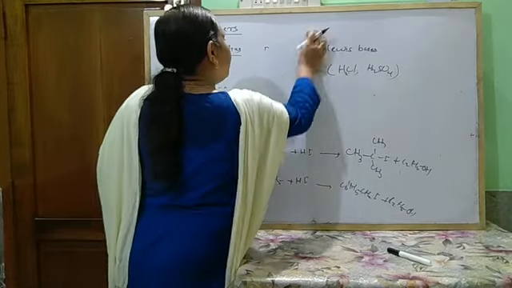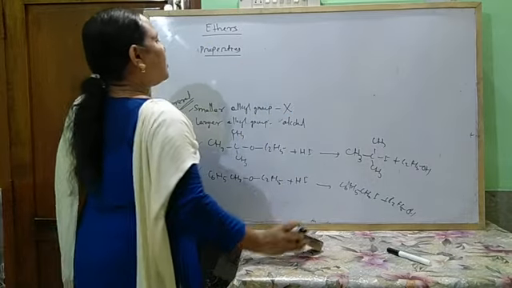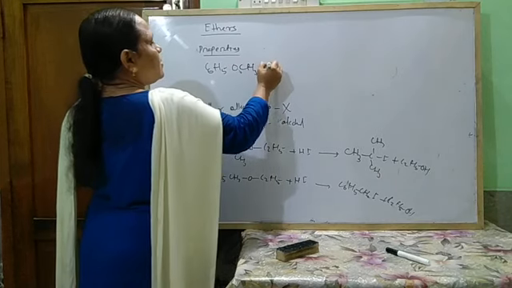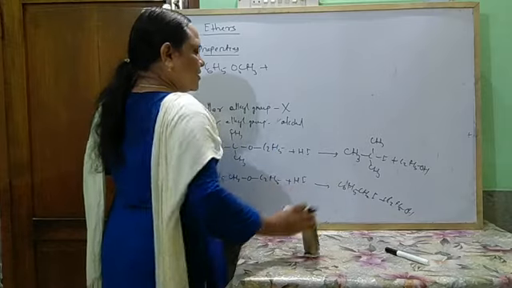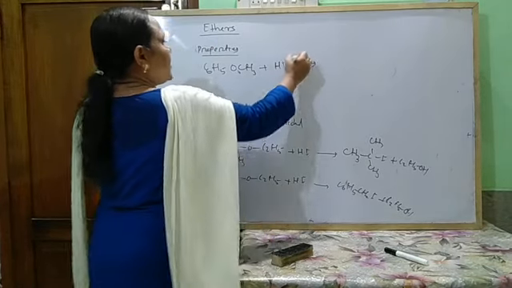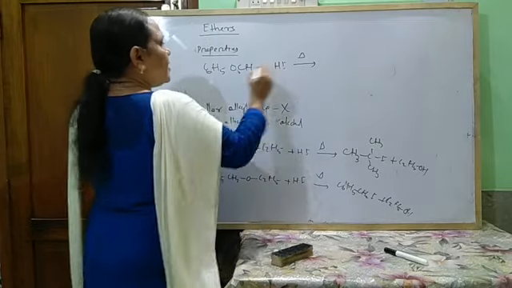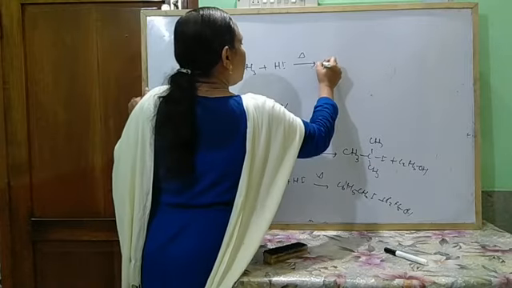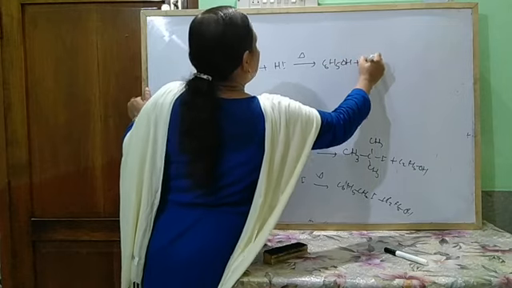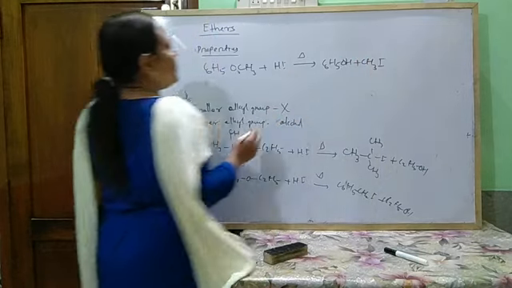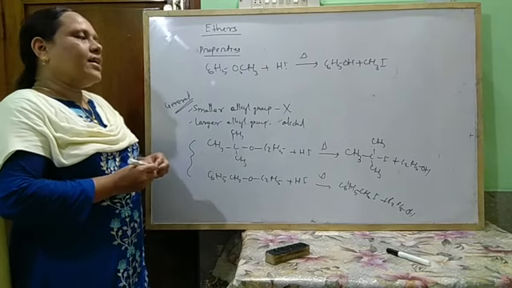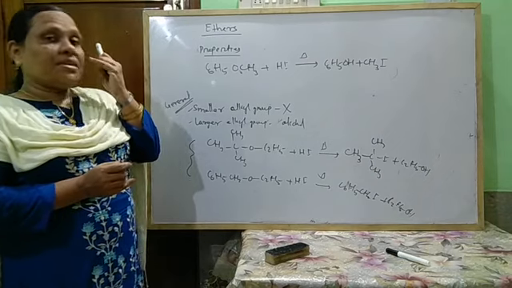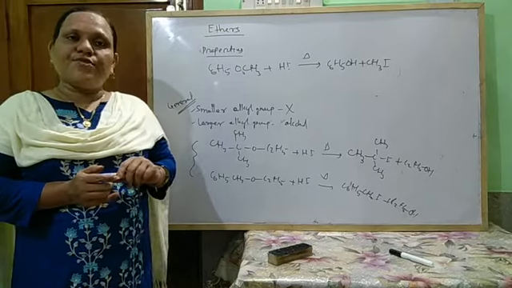Similarly, in the case of phenyl ethers with HI, if this bond breaking takes place, it will form phenol. So all this depends on the stability of the carbocation, as this depends on the SN1 mechanism, and the preparation depends on the SN2 mechanism. In this way, the properties vary.